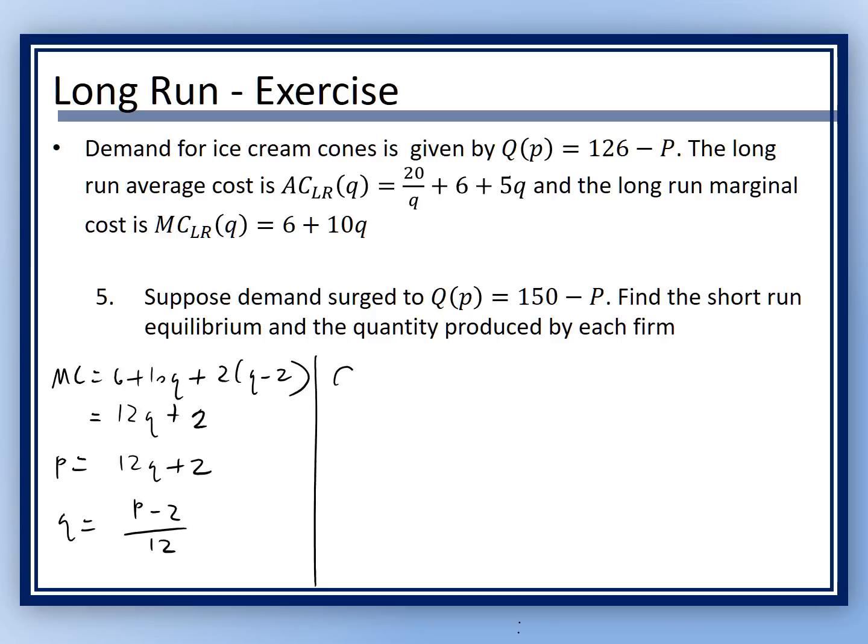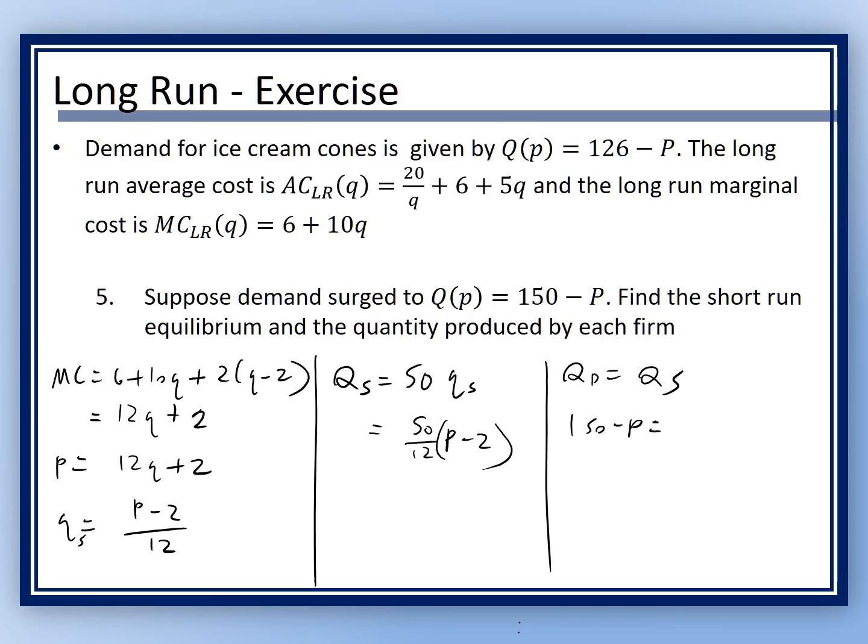Market supply is, we have just now, how many sellers? We have 50 sellers, right? We have 50 sellers multiplied by individual supply. So 50 divided by 12, P minus 2. Market equilibrium is QD equals QS. You have 150 minus P equals 50 divided by 12, P minus 2.